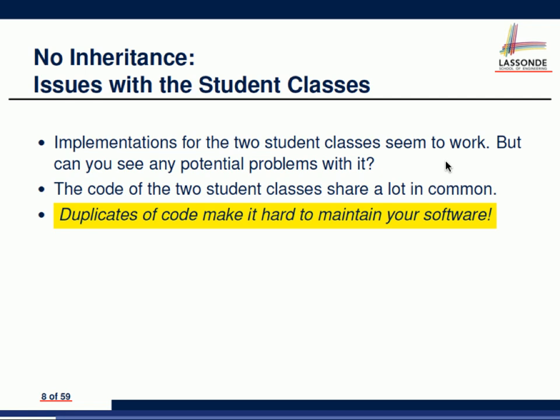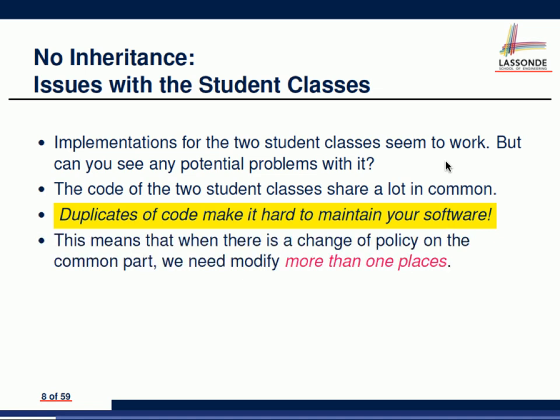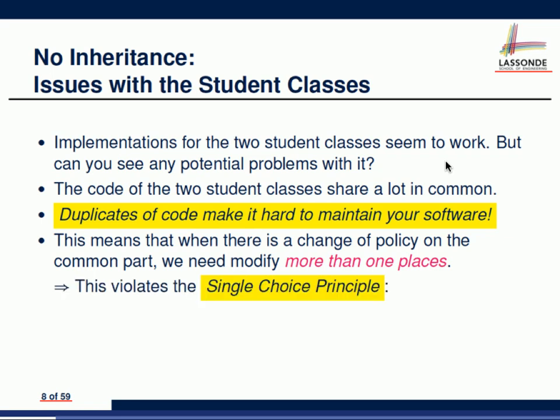Duplicate code makes it hard to maintain your software. Okay, let's give one example. That's basically the single choice principle. Every time you want to, let's say, change the policy of registering a course. Let's say maybe there's an upper bound. Currently, there's no upper bound. If we want to change it, how many places do we have to change? That's the question, right? More than one place, and that's called the single choice principle. That's the principle you always want to think about together with information hiding. So these are the two most common ones.